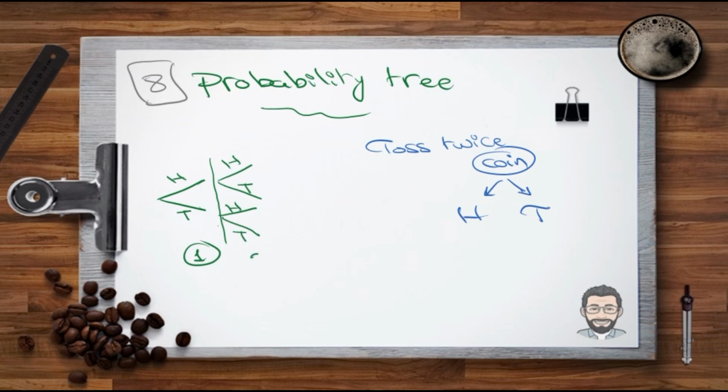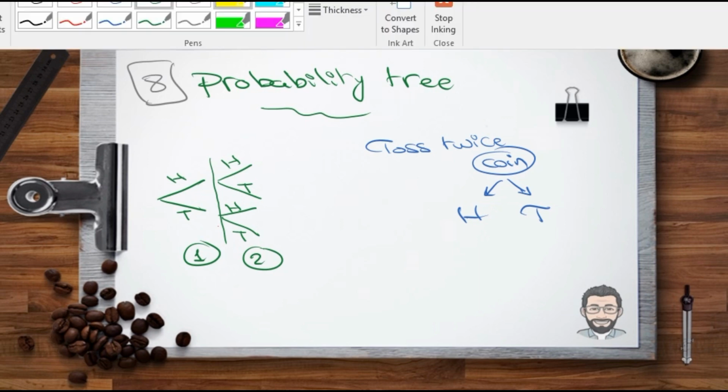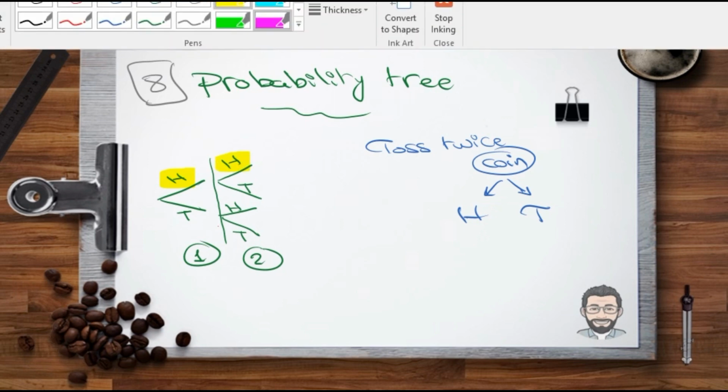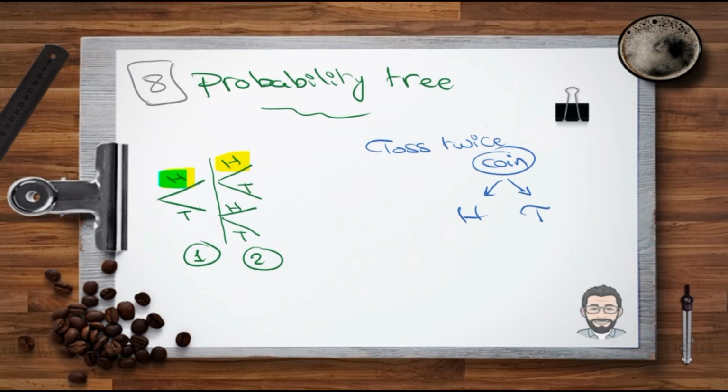Let me clarify this point. So the first time it was head, and maybe the second time is going to be head too. Or the first time was head and the second time is going to be tail. Or the first step was tail and the second was head. Or the first one was tail and the second one was tail too. So again, we have 4 answers. Maybe in this path, or this path, or this path, or this path.